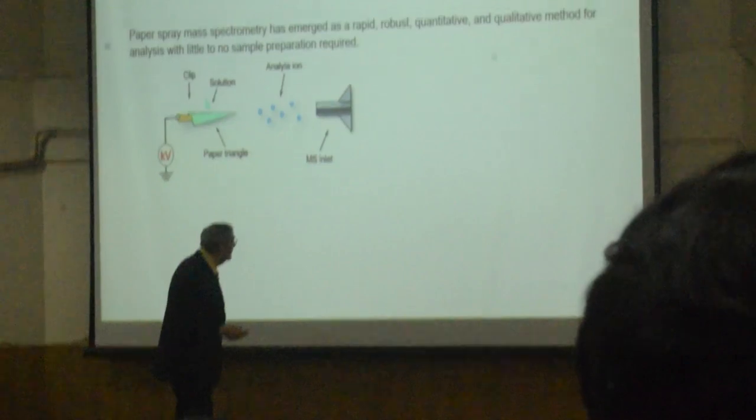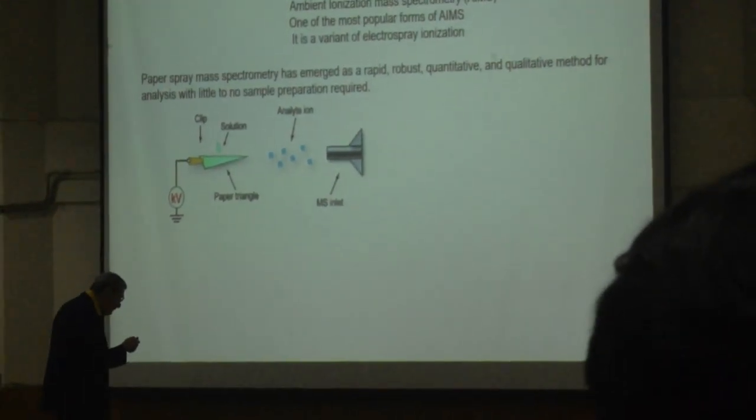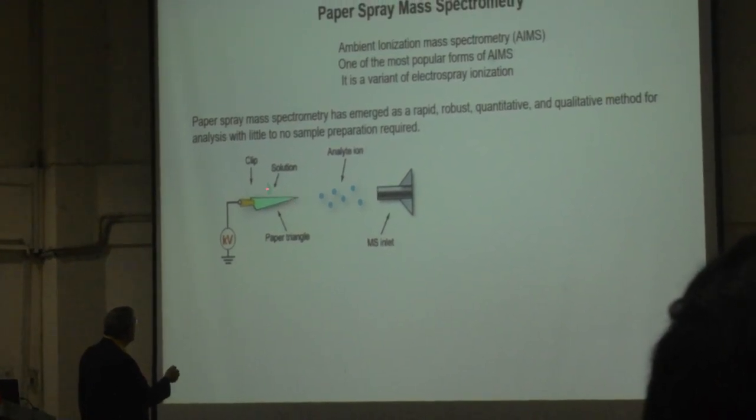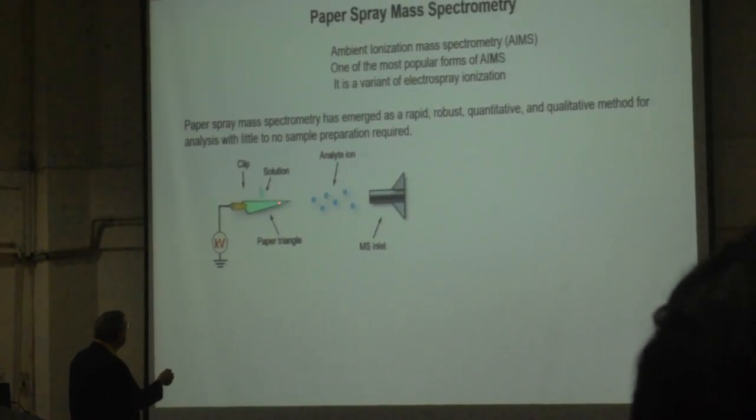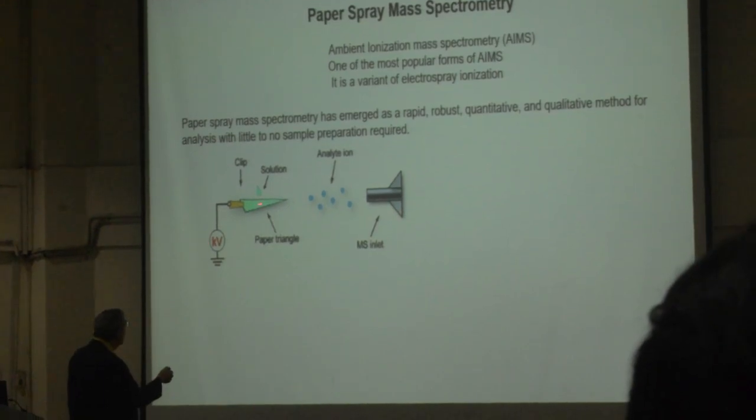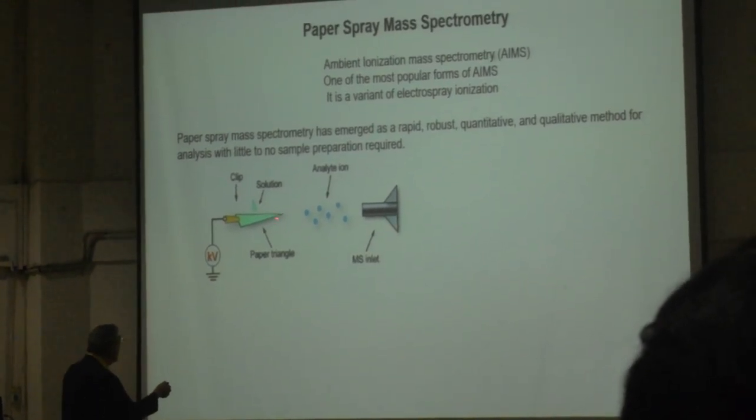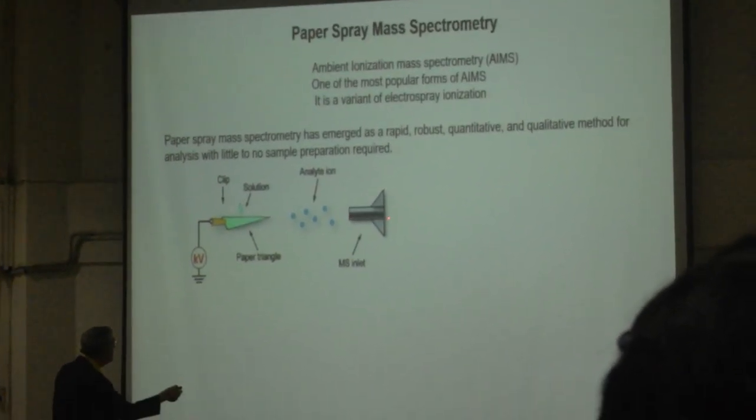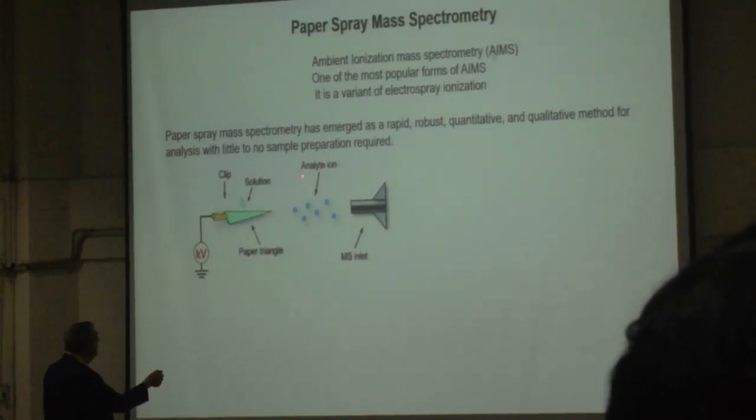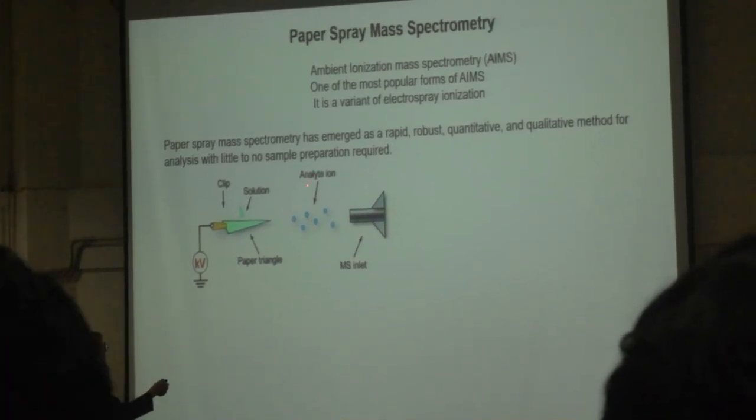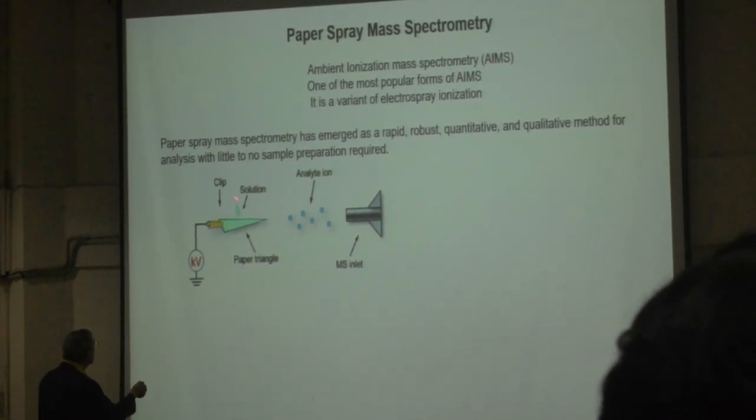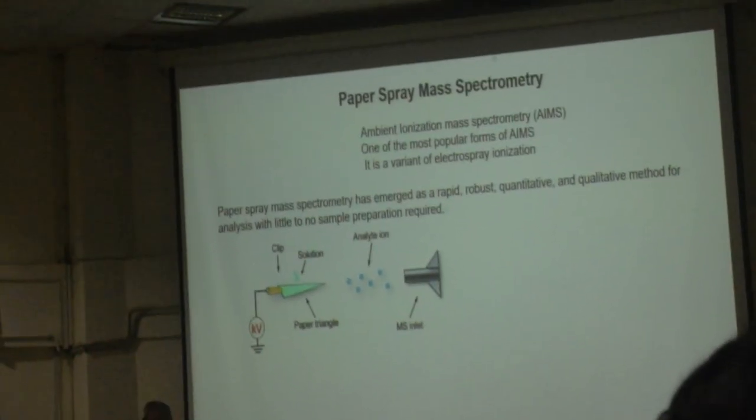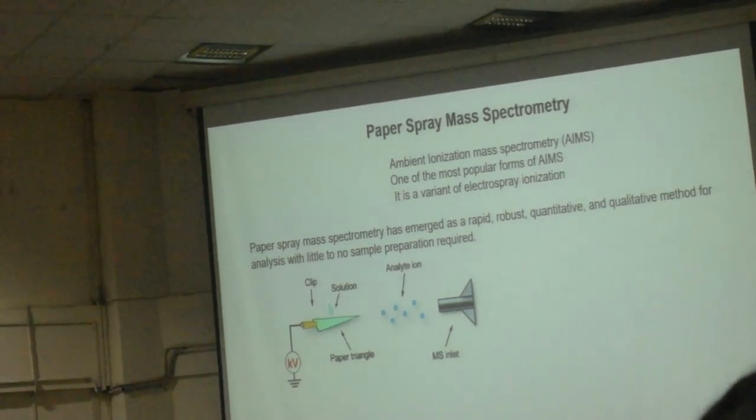Let's continue then. So what we have here, and I'm going to try to show you, is a paper triangle. We're going to put some type of wet thing here. We're going to apply some voltage so we charge things up. Droplets will come off, and they'll go into this device called a mass spectrometer. We'll be interested in what are the chemicals, or what are called analytes, in the droplet. We're going to start with, traditionally, this was made out of paper. Why? Paper's cheap. Paper's abundant, right?